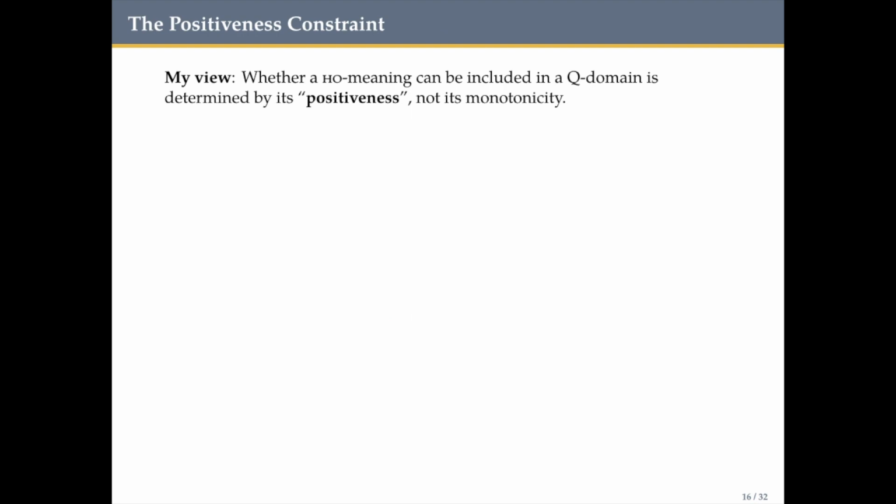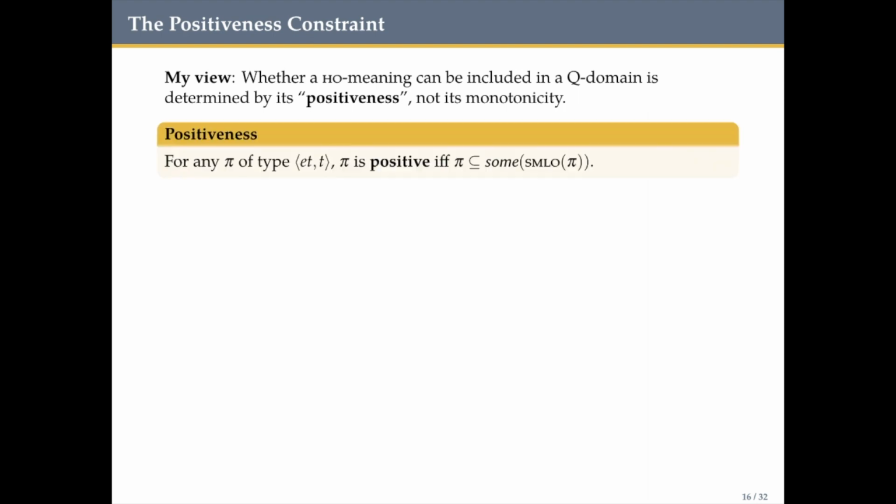So, in my view, whether a higher-order meaning can be included in the Q domain is determined by its positiveness, not its monotonicity. Saying a GQ is positive means that it ensures existence relative to its smallest Levant set. For any pi of type EDT, pi is positive means that pi entails the generalized quantifier derived by applying sum to the smallest Levant set of pi.